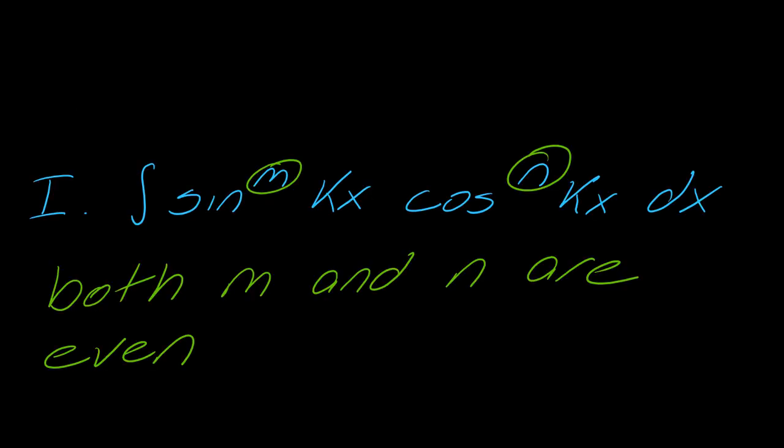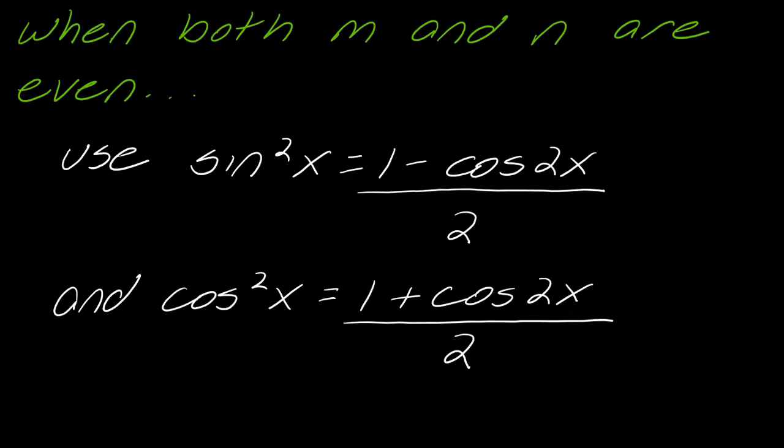The last case that I want to talk about is what you do if both m and n are even. If they're odd, you have some flexibility as to how you can wiggle with these. If they're both even, then you need to use a totally different identity. In this case, we're going to use these two identities: sine squared x equals 1 minus cosine 2x over 2, and cosine squared x equals 1 plus cosine 2x over 2.